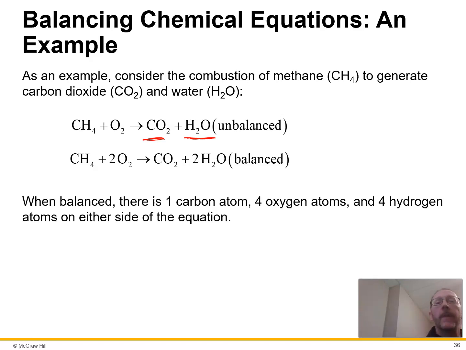So a combustion is always going to produce carbon dioxide and water. If I look at this equation as it's drawn, it's a methane, which is a carbon with 4 hydrogens, right? And then I have an oxygen, which is 2 oxygens.